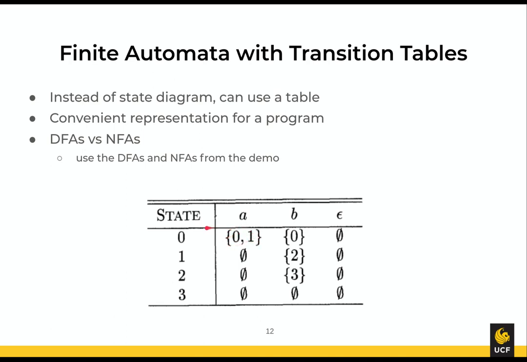So if we're in state 0 and we see B, that means we stay in state 0. If we see A, because this is non-deterministic, we go into 2 different states at the same time. So we're in both state 0 and state 1 until we see the next input. If it's a B, then we have to enter 2 and enter 0 again, and so on. So, questions about the transition table representation?